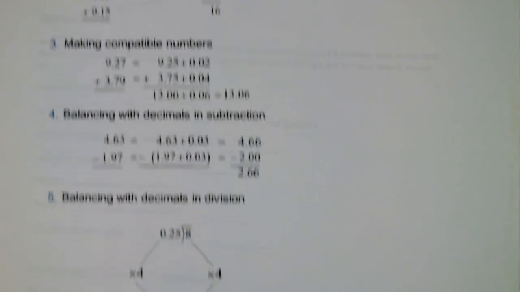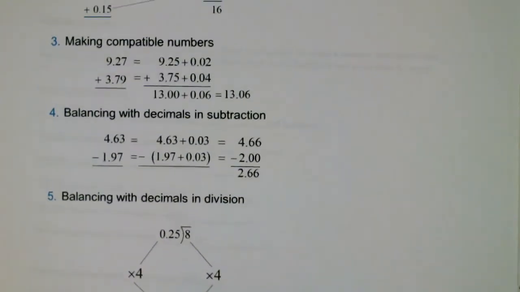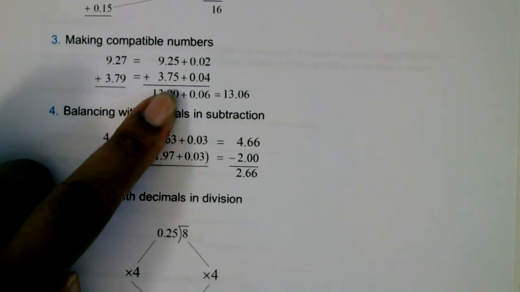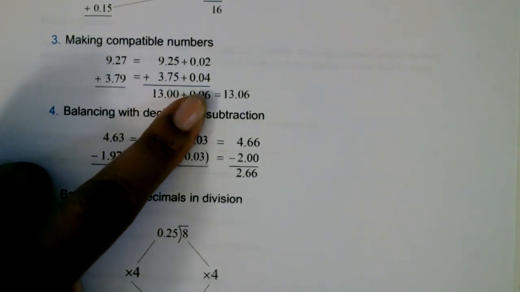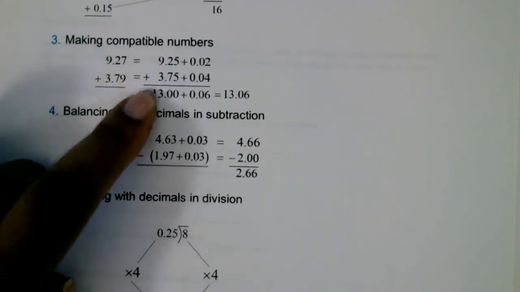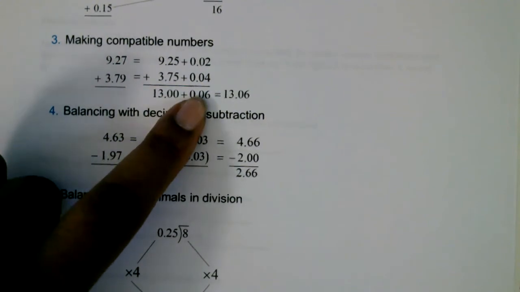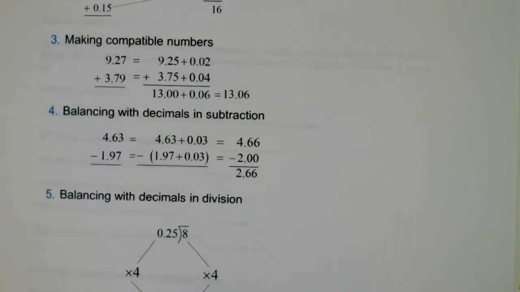Now, if we want to make compatible numbers, this is number 3, 9.27 plus 3.79. I will break 9.27 as 9.25, and then the rest is going to be 0.02. For 3.79, break that up as 3.75 plus 0.04. These are compatible numbers, so 9.25 plus 3.75 will give me 13. And then 0.02 plus 0.04 will be 0.06. 13 plus 0.06 will be 13.06.